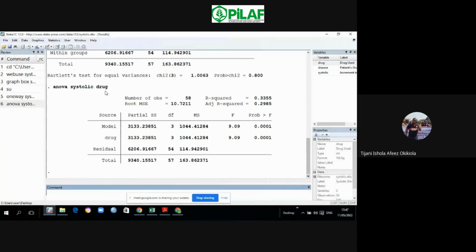Ensure your system is connected. If you are not online, you can't get the data. If you are not online, you will not be able to get it. Web use systolic.